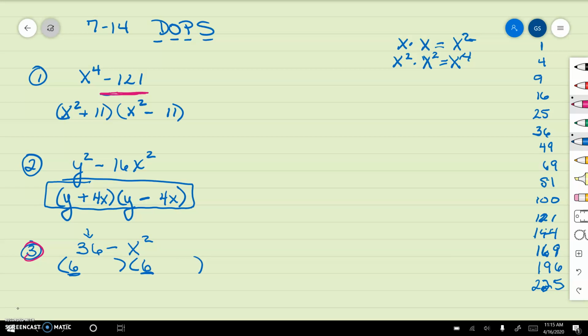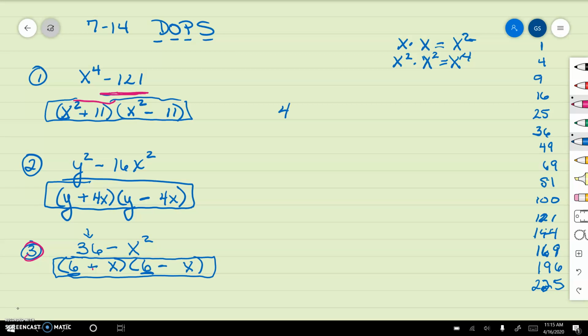I'm not sure if I said that right. Whatever's in the front, we take the square root of and put in the front of each parentheses. So the square root of 36 is 6, so we put a 6 and a 6. Now, the square root of x squared is x. We know that. We're just doing it in a different order, but you have to follow the order of the question. Minus and plus to get you a negative. And that's that answer. Let's box it. Oh, I didn't box this one.